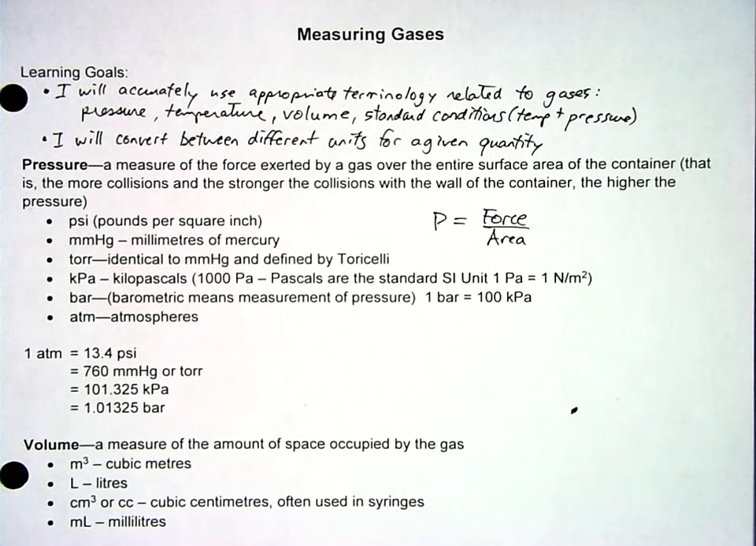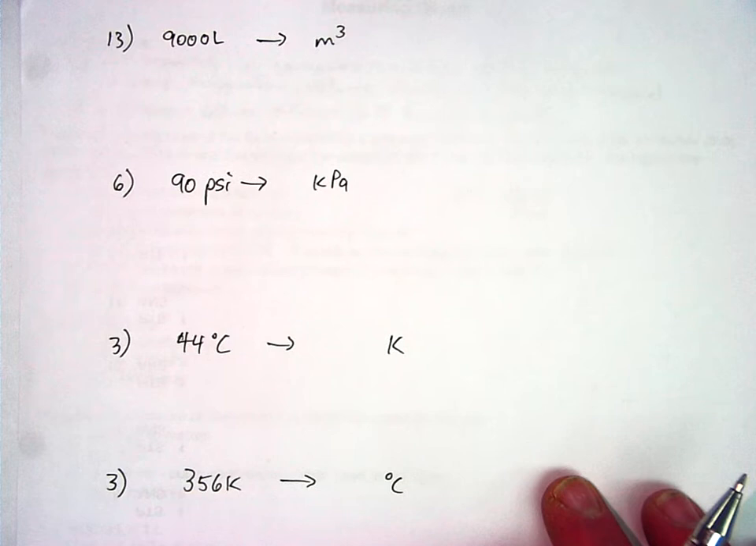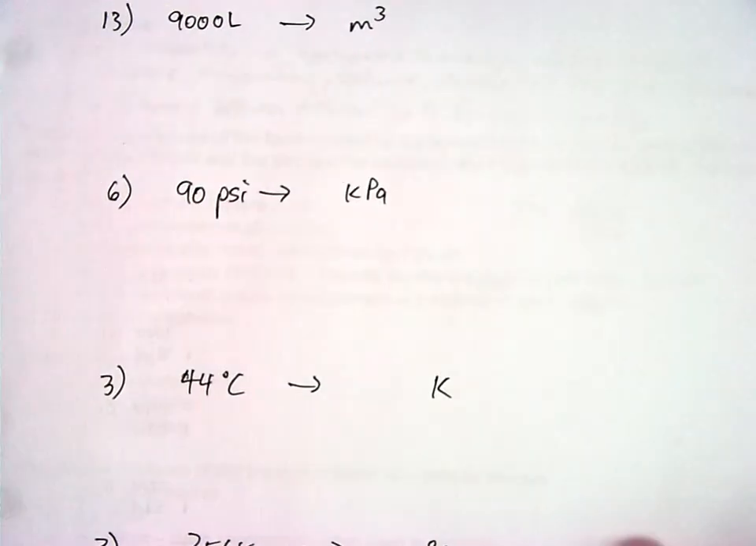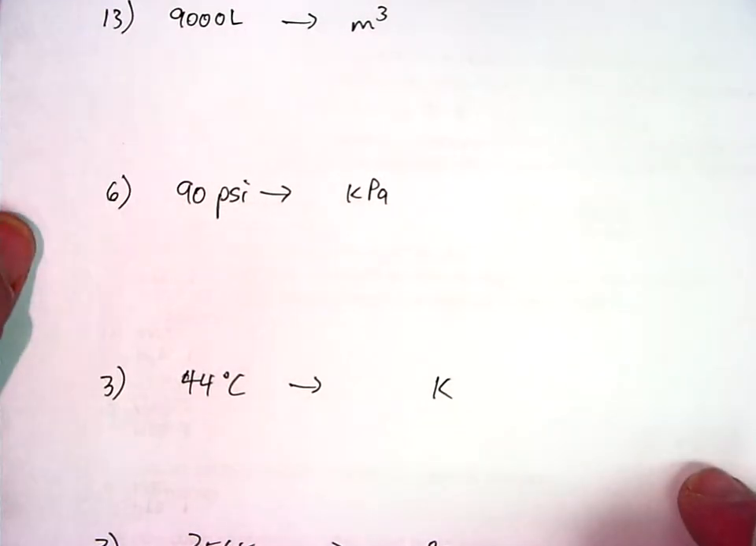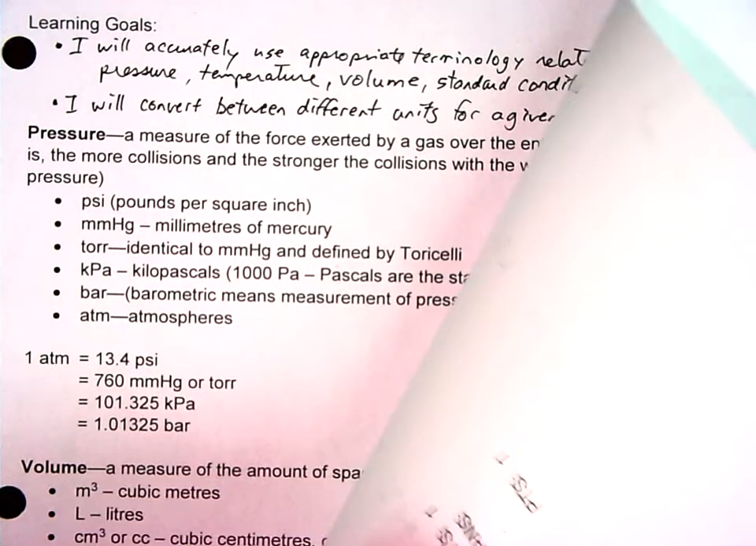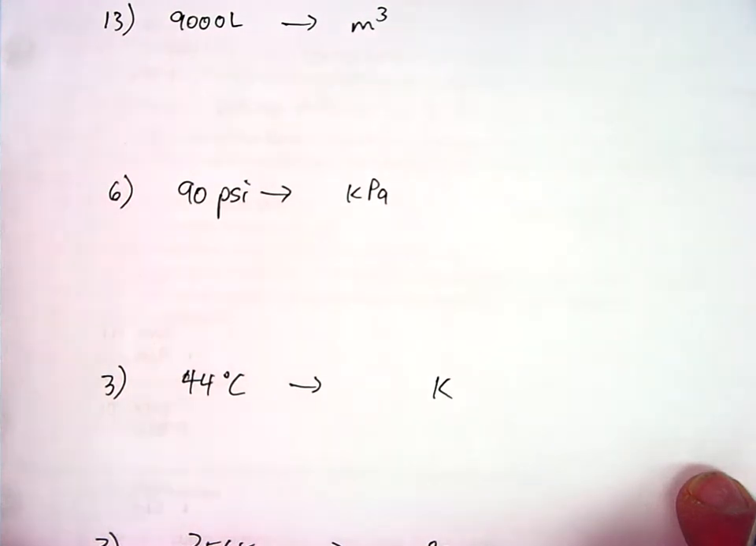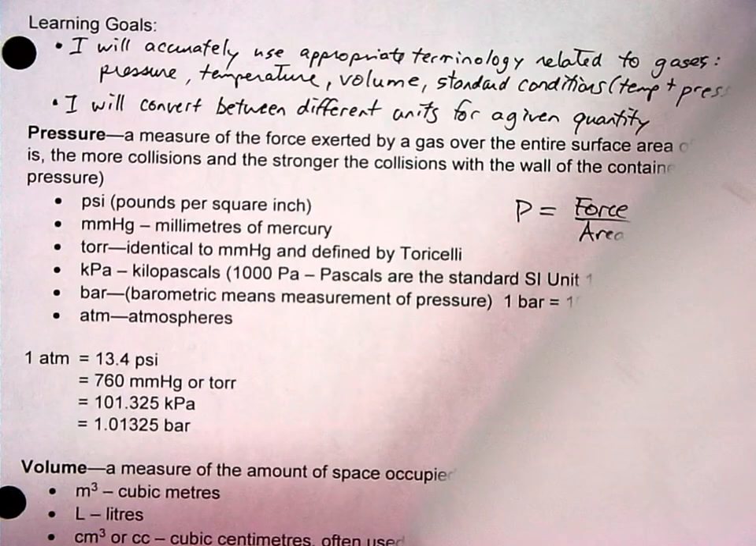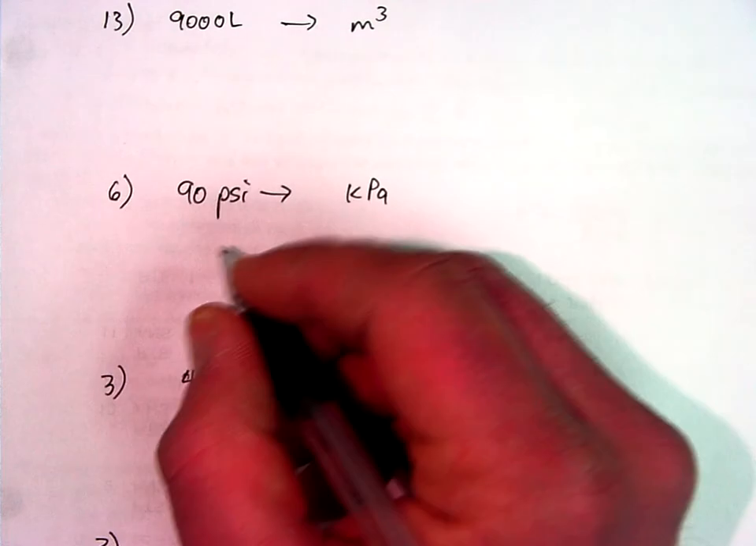Okay, so we'll just try one example. I've chosen a difficult one. We'll look at how to convert between pounds per square inch and kilopascals. The idea here is to figure out what the conversion is. This one's going to need us to go a little bit further. We could do it by converting to atmospheres first, then converting to kilopascals, and that's probably the best way to do it.